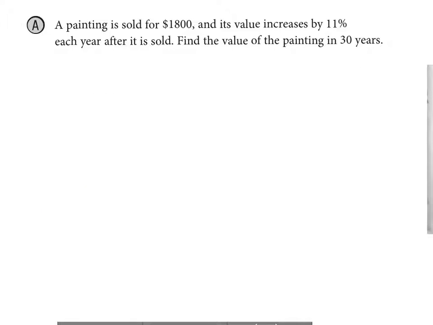So we're going to do 2 examples today. This is one of them. The first thing we need to do is write an equation using the information they give us. It says a painting is sold for $1,800, and that is going to be my starting value. And then it says the value increases, so that should be a key note to you that this is going to be an example of growth, by 11% each year.